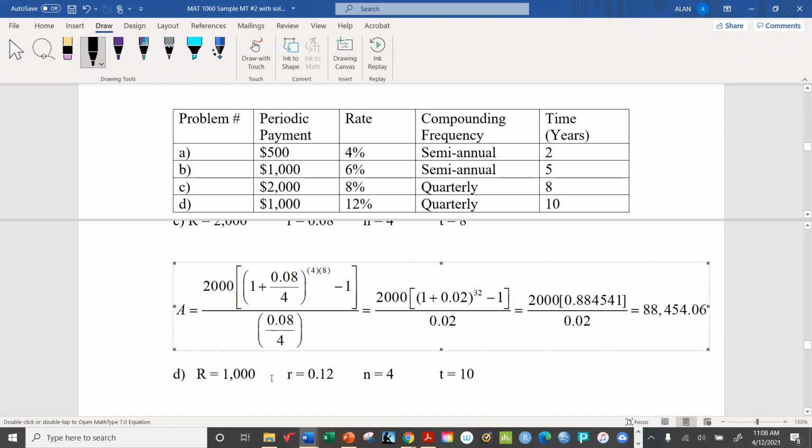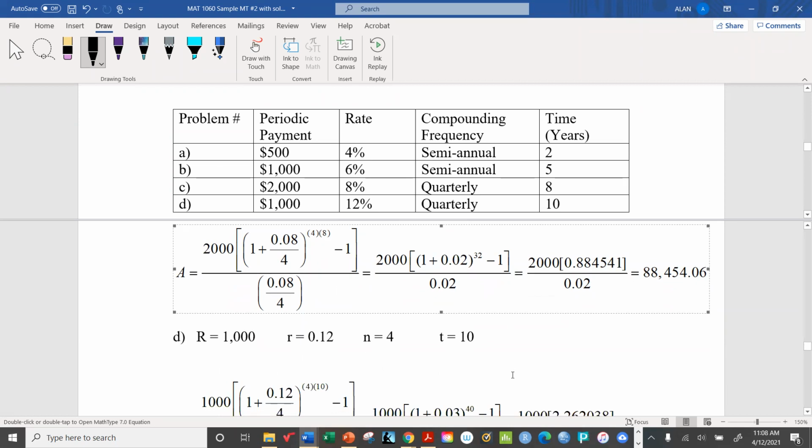So for D, this time we have a $1,000 repeated payment. 12% is the rate of interest. Quarterly payments are made, so n equals 4. And it's a 10-year investment. All right. So first things first, let's plug in the numbers. And then we can do some simplification.